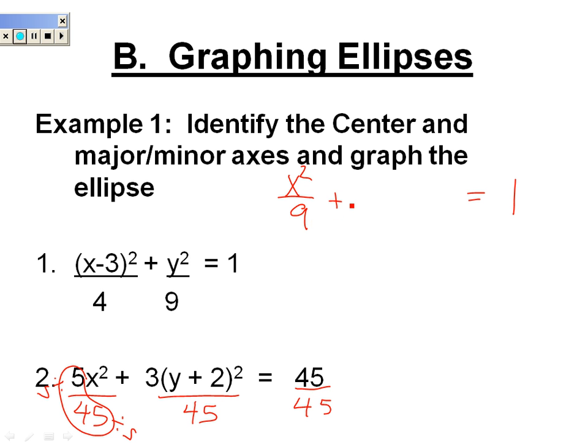We'll do the same thing with this other one. What goes into 3 and 45? 3, right? So if you just divide that top number and the bottom by 3, you'll get your answer. So 45 divided by 3 is 15. Now it's in the appropriate format.